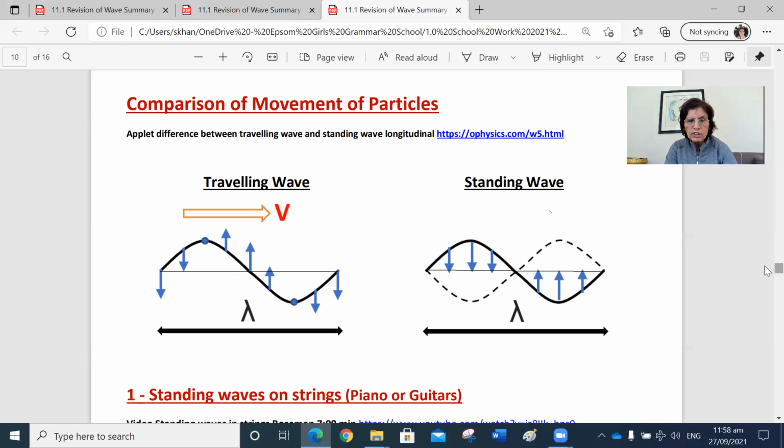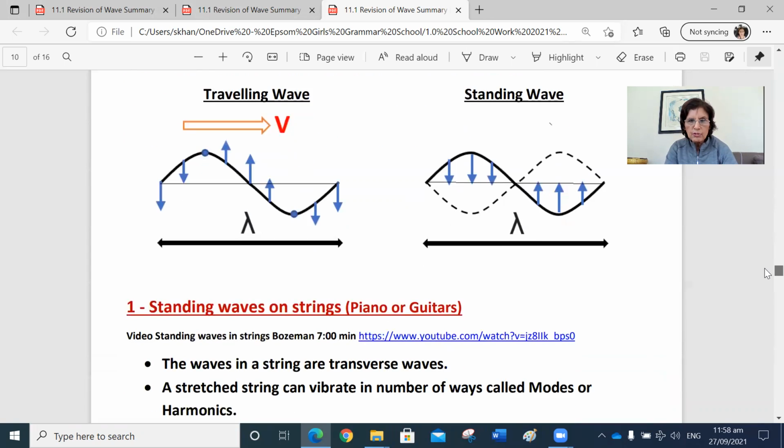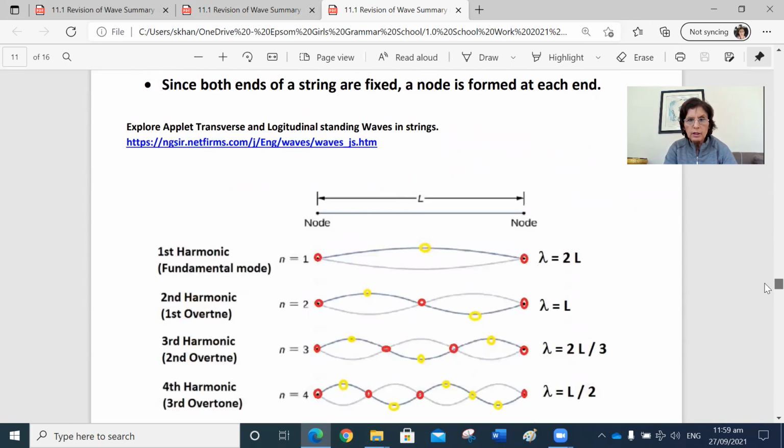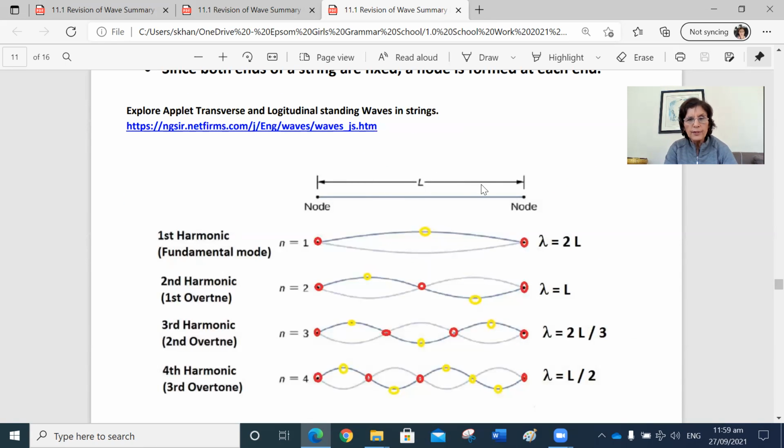And from here to there is one complete wavelength. Now let's look at the standing waves that are formed in strings like piano or guitar instruments. The basic principle of any wave that is traveling is v equals f lambda. v is the speed of the wave, f is the frequency, and lambda is the wavelength. In one particular string, speed will be fixed. It depends on the tension in the string, the weight of the string, and so on, but the speed will always be the same.